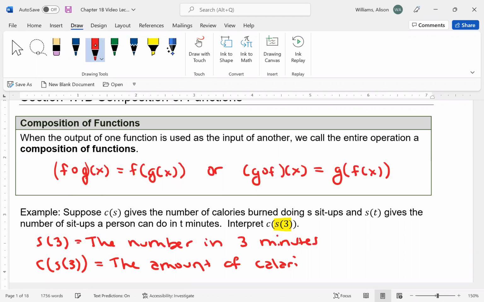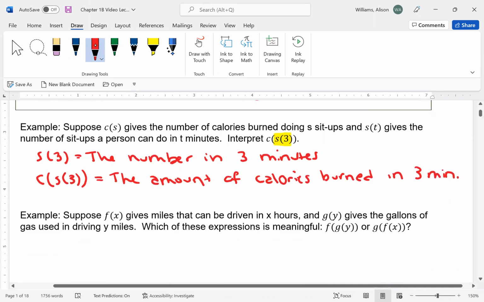Wow, that's not how you spell calories. Calories burned in 3 minutes. And I'm going to abbreviate that just to fit it into one line. And that's a really reasonable idea. I would be interested in figuring out how many calories I might be able to burn in 3 minutes. So composition of functions takes two ideas and puts them together to make sense of something that we might want to know.